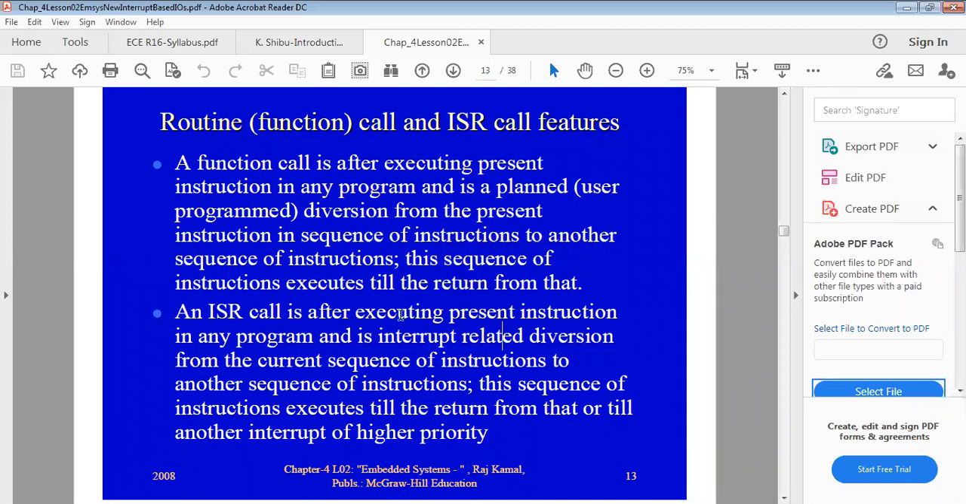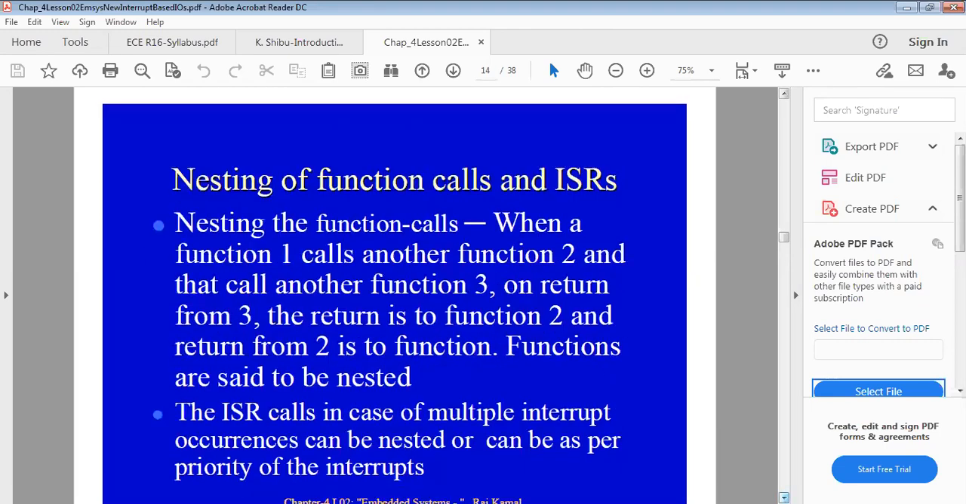An ISR call, after executing the present instruction in any program, is an interrupt-related diversion from the current sequence of instructions to another sequence of instructions. This sequence of instructions is executed till the return from that, or till another interrupt having higher priority. Okay, what I told you in the previous slide, the same concept is given here as a theoretical concept.